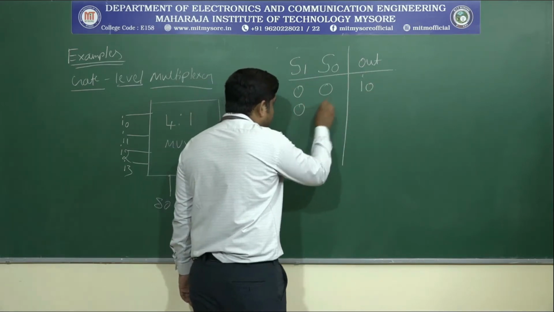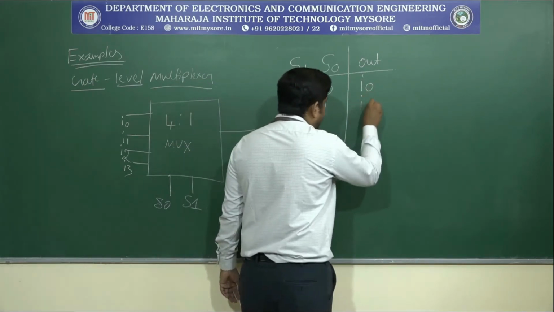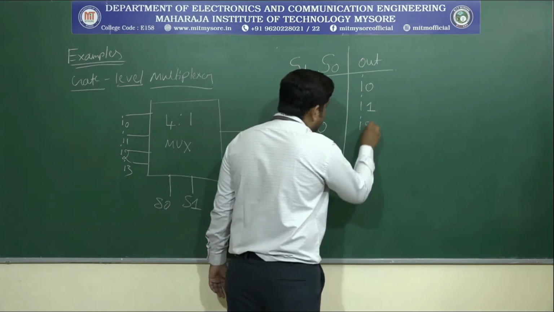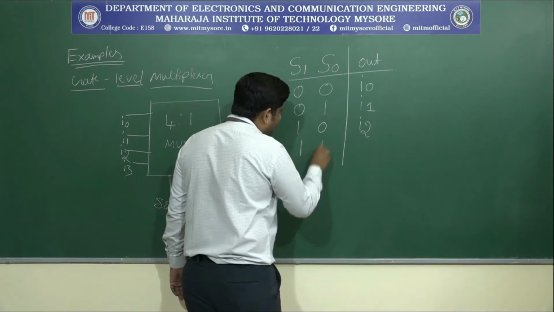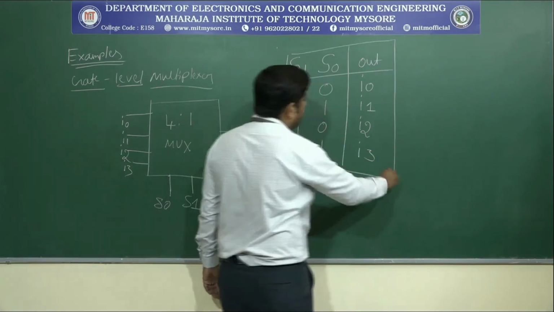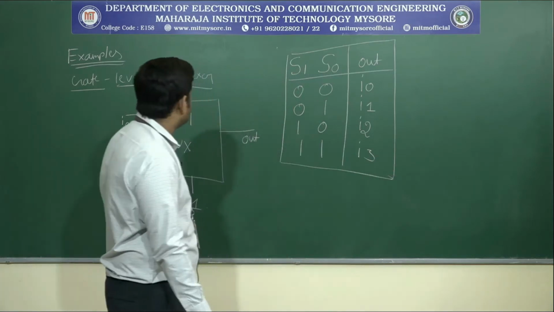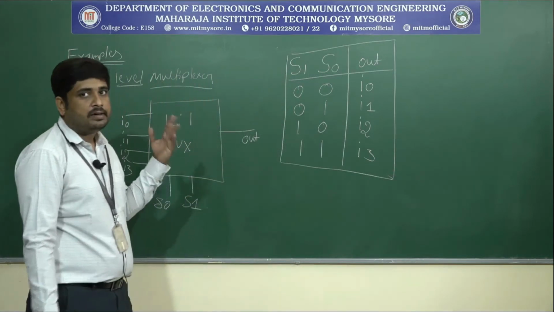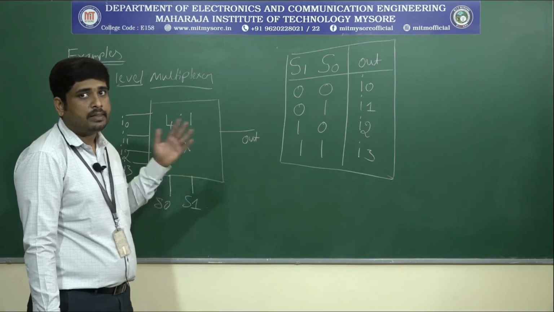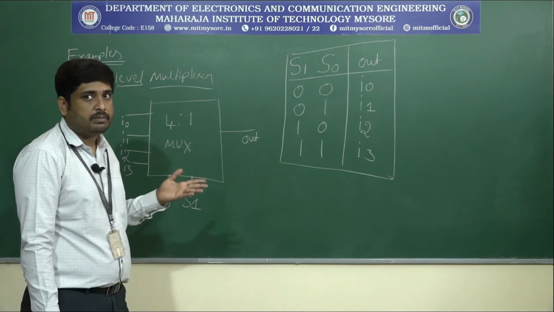When you apply 0 1, I1 is selected. When you apply 1 0, I2 is selected. Last one, 1 1, I3 is selected. These are all the combinations regarding a 4:1 mux that you already studied in third semester digital system design, as well as in basic electronics.